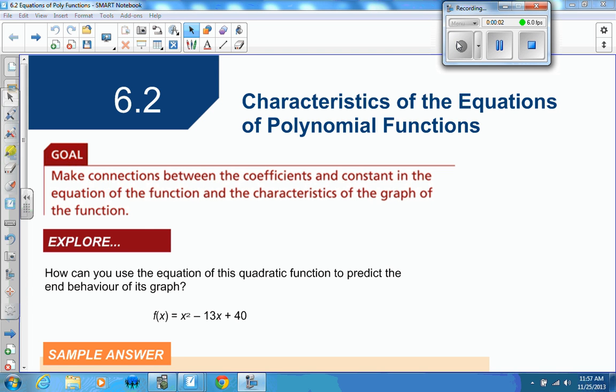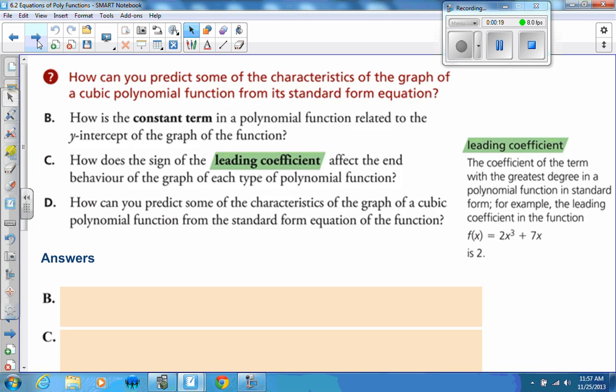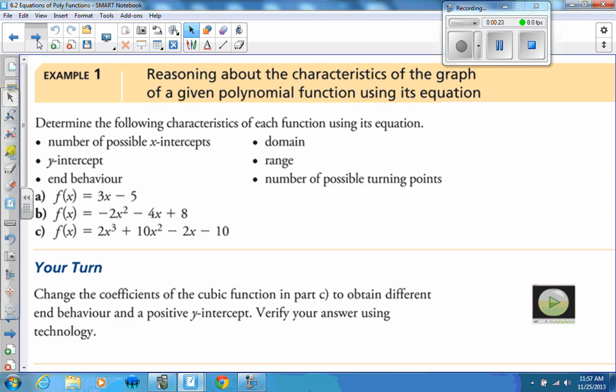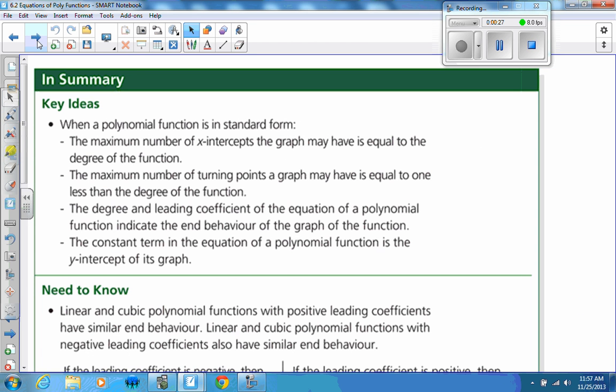Okay, let's look at section 6.2, characteristics of the equation of polynomial functions. So the first thing I need you to do is to flip to page 392 of your textbook, like we did with last session. This takes forever. And, oh, here we go. All right, so page 392 of your text.